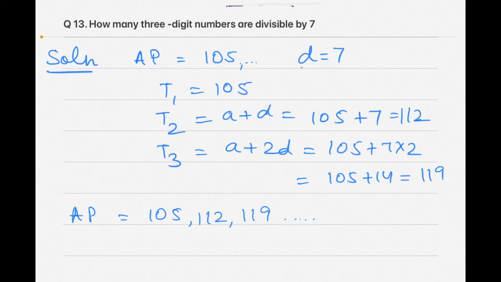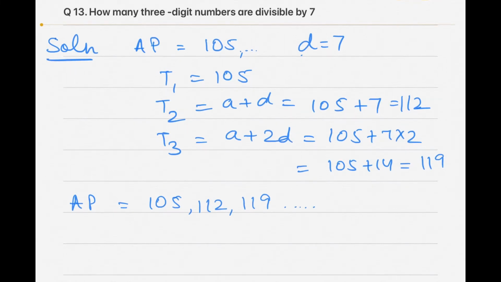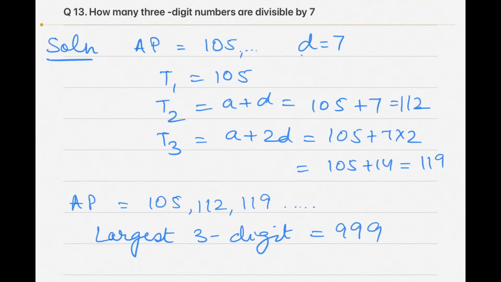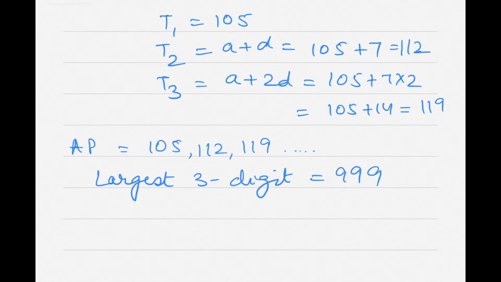But then I have to find the last term also. So the largest possible 3-digit number is 999. But does it go by 7? No, it is not going, because we are getting a remainder. Either you check by going below, so 998, 997, then 996, 995, 994, and one will come. Or you can divide this by 7.